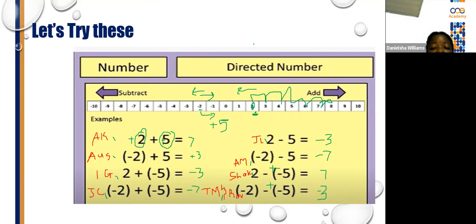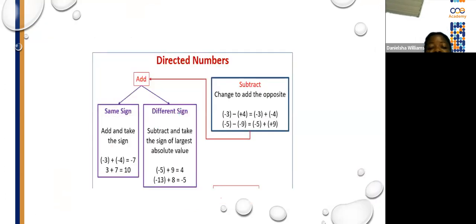But it does take practice. So if you prefer to use your number line, just remember the direction. But if you would like to use the rules with the same sign or different sign, just pay close attention to the signs that are given. So remember directed numbers take the direction from 0. Directed numbers are either positive or negative. You can represent them on a number line.